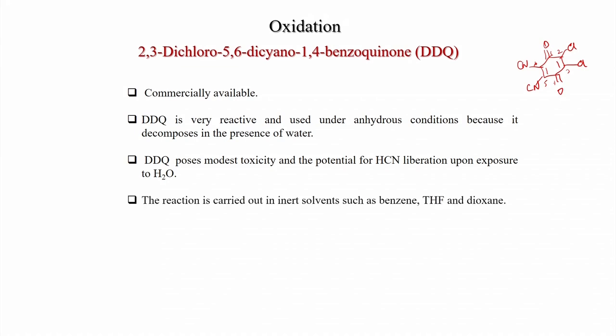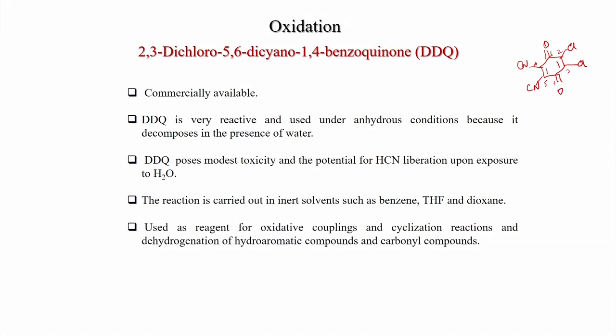The reaction is carried out in inert solvents such as benzene, tetrahydrofuran and dioxane. It is used as a reagent for oxidative couplings and cyclization reactions and dehydrogenation of hydroaromatic compounds and carbonyl compounds. So hydroaromatic compounds to aromatic compounds and carbonyl to alpha-beta unsaturated carbonyl, that we will see in detail.